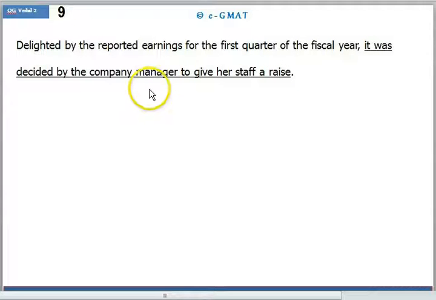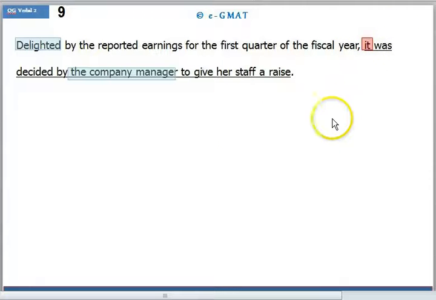Okay, now let's evaluate the errors here. This sentence cannot be divided into any clause because it has just one subject, it, which has one verb, was. Now the opening modifying phrase, delighted by the reported earnings for the first quarter of the fiscal year, modifies the company manager. So who was delighted? The company manager was delighted. But due to the structure of this sentence, which is written in the passive voice, delighted is now illogically modifying it, which is not correct.